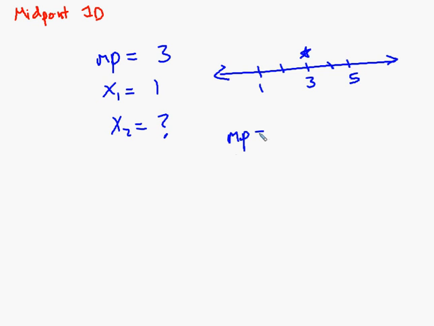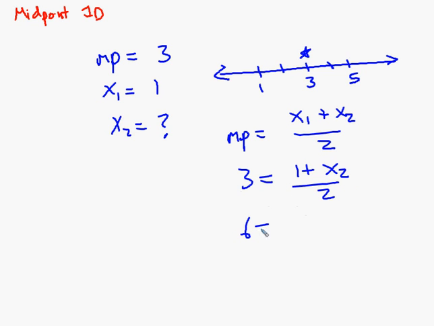But we can use our formula too if we had harder points. So midpoint is x1 plus x2 divided by 2. I know my midpoint's 3, x1 is 1, x2 I don't know, and whenever we have fractions we clear them, so we multiply both sides by 2, we get 6 equals 1 plus x2, and subtract that 1, we get 5 equals x2.